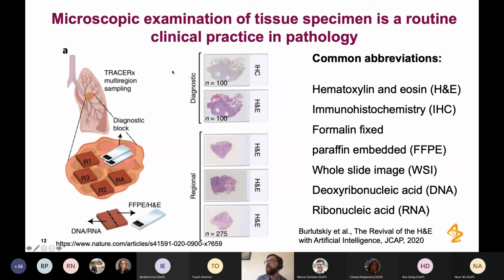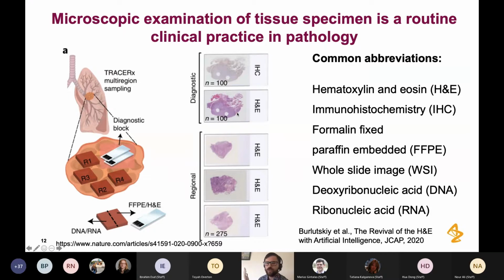And just to give you also some background on how this microscopic examination of tissue specimen is performed. It's a routine clinical practice in pathology. So for example, if a patient has suspicion of lung cancer, or a tumor was already identified, and there is a need to diagnose that cancer, then that tumor is resected, and then it's sliced. You see, resection 1, 2, 3, 4, and then a small piece of that slice is put on this slide, and then scanned or analyzed under a microscope. And if it's scanned, you can see something like this.